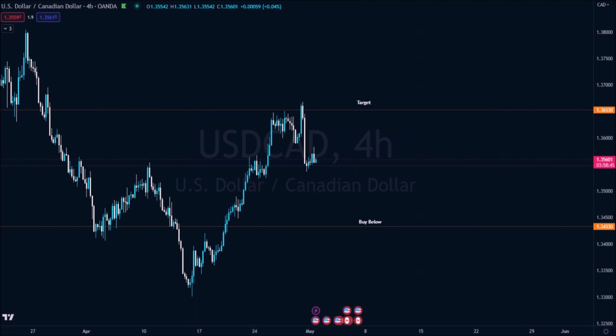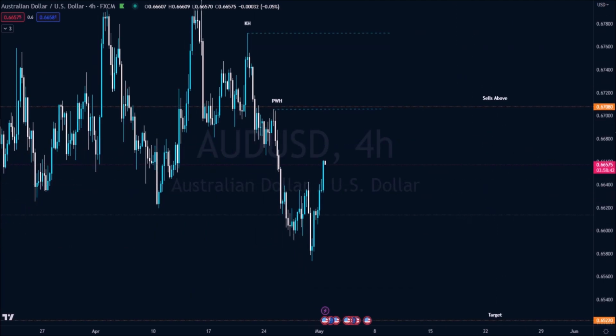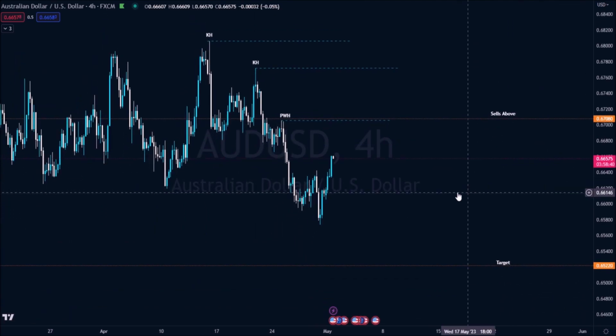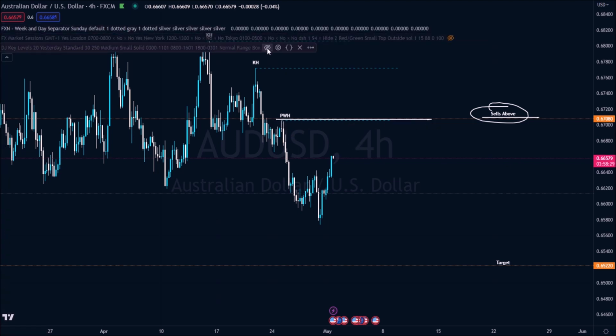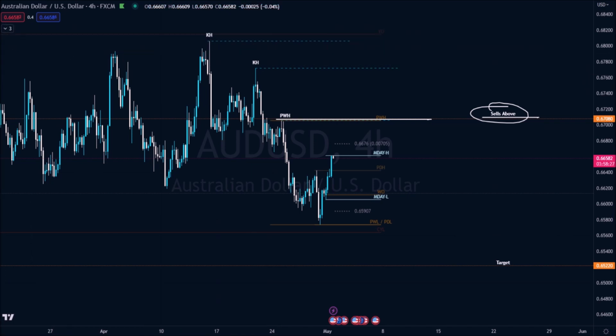So let's take a look at Aussie dollar. Something I like to the downside. We do have an interest rate decision tomorrow morning, so we have sales above here. So this level, I'm looking for selling opportunities. We have the previous weekly high here as well, and let's just put on the indicator so you can see where the previous weekly high is. Previous weekly high. So anything after this area, I'm starting to look for selling opportunities.